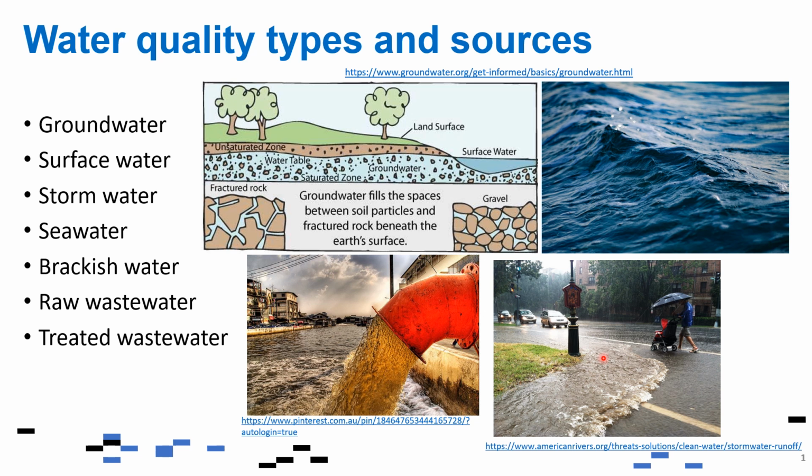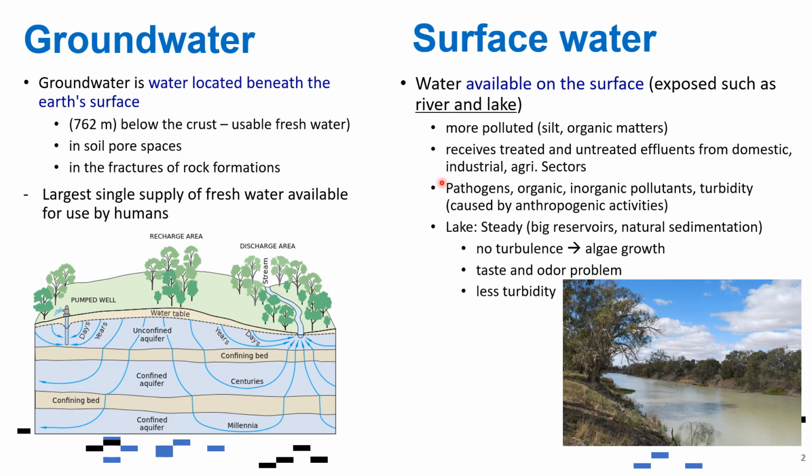So sometimes if we are given a water quality, then we will be able to know exactly where the water is coming from. So for example, if we compare groundwater versus surface water, basically, as we all know, groundwater is water that is located beneath the earth. So when you say it like that, this water is confined under the ground.